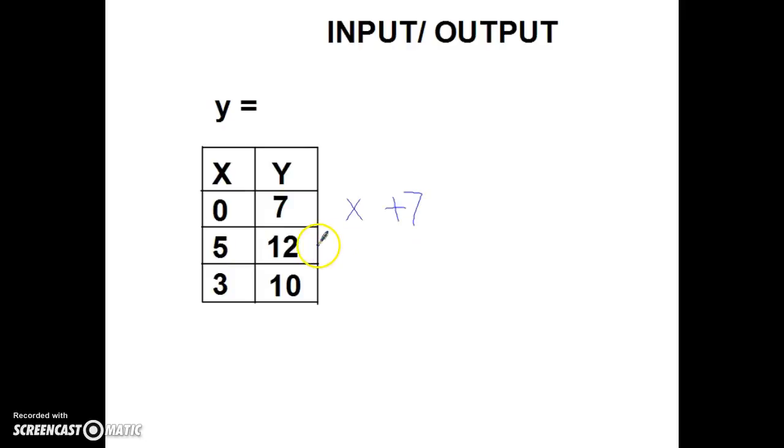So 5 plus 7 also equals 12. And 3 plus 7 equals 10. So look what I'm taking. I have a plus 7, but that's not my whole rule, because what did I add 7 to? The x. So my rule would be y equals x plus 7.